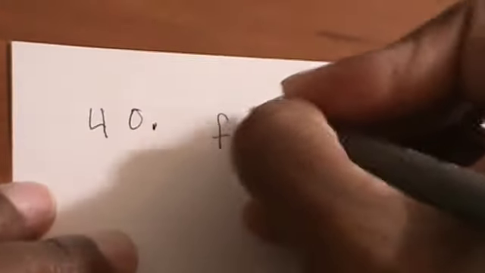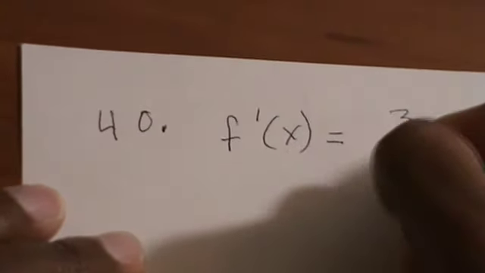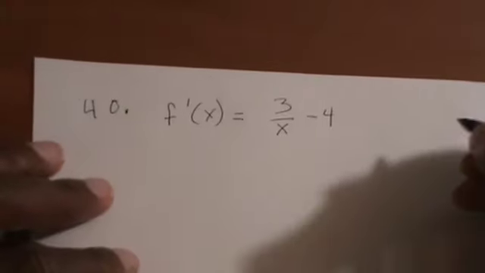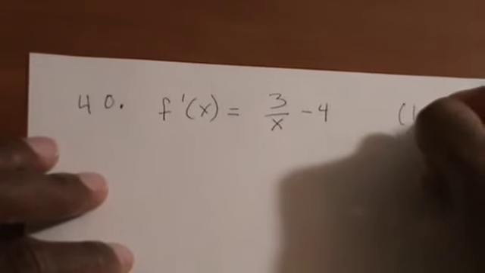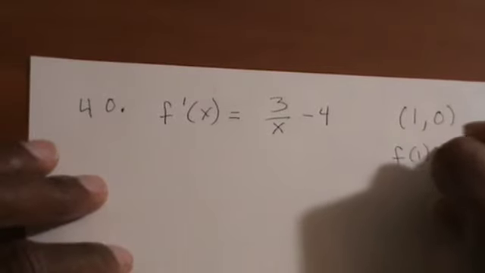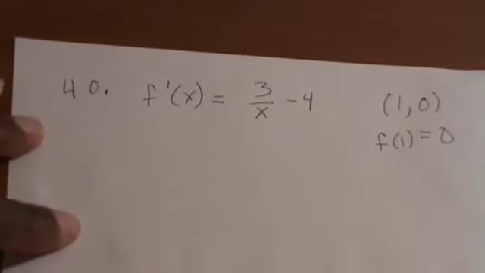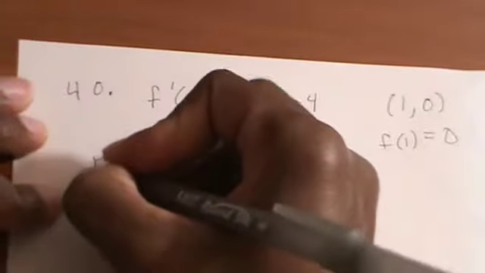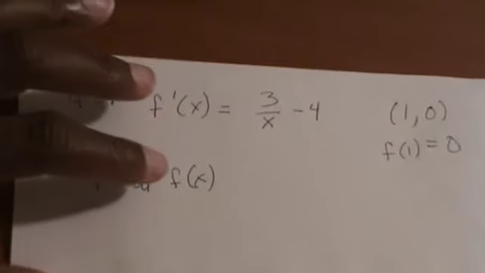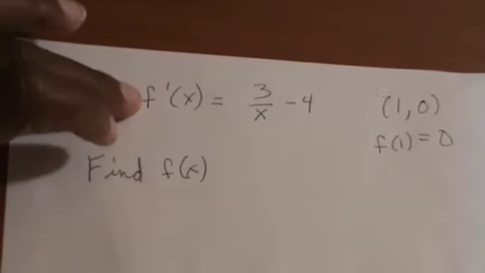We have that f prime of x is equal to 3 over x minus 4. And they also tell you that the point that you're going through is the point 1, 0. Right? So in essence, they're saying f of 1 is equal to 0. This point is on your f of x function. So then let's get to it, because they say find f of x, right? And we don't have that. This is a question you're always going to have to ask yourself. Do you have the function that they're asking for? You don't. You have f prime.